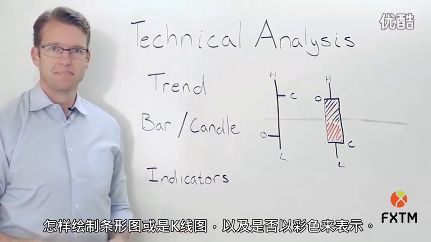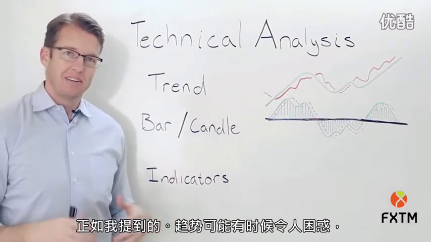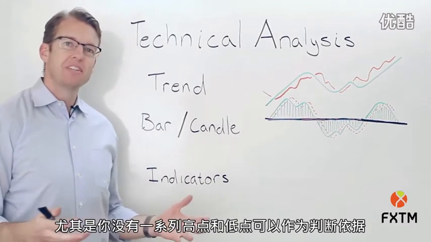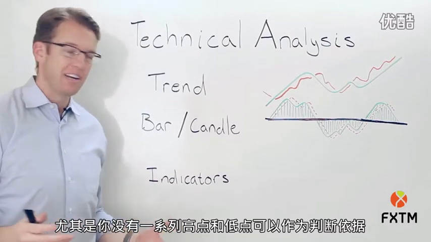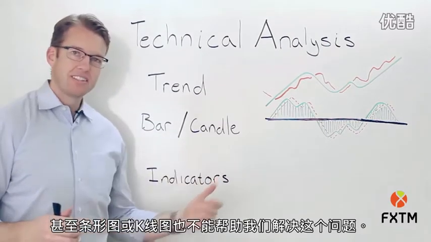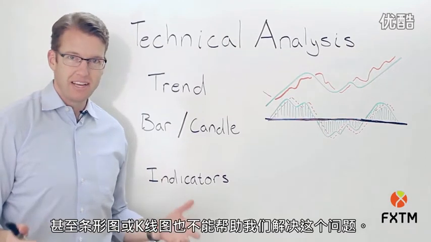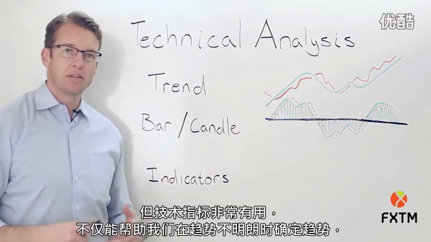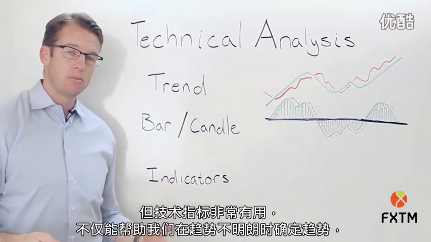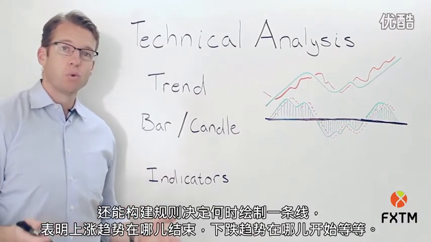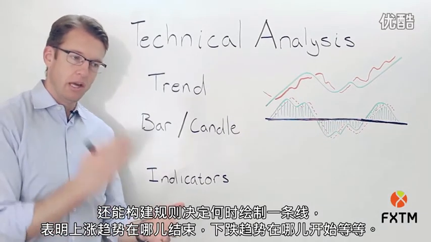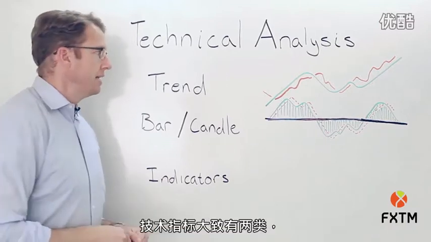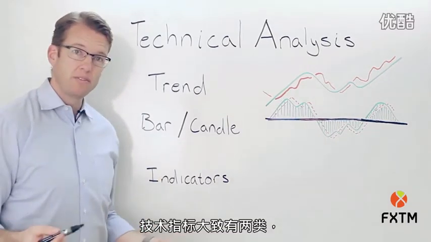Now, as I mentioned, the trend can sometimes be a little confusing, especially when you don't have an even series of highs and lows to rely on, and not even bars or candlesticks can necessarily help us to answer that question. But technical indicators can actually do a really good job of not only helping us to identify what the trend is when it's a lot more ambiguous, but also to build rules around to decide when we're drawing a line in the sand as to when a bullish trend ends or a bearish trend begins and so forth. Now, technical indicators tend to fall into basically two different categories.